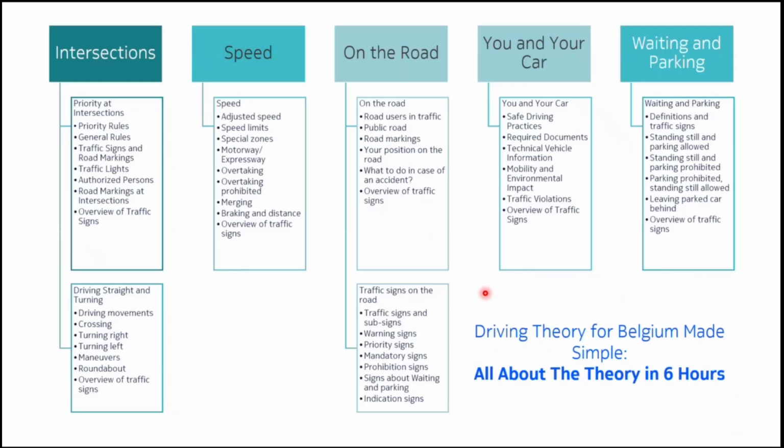In today's lesson, we will focus on this topic, traffic signs on the road. We will look at the different traffic signs and the sub signs or the complementary signs. We will try to understand the six different types of signs: the warning signs, the priority signs, mandatory signs, prohibitory signs, and waiting and parking, which we have already covered here, so we will not discuss that here, and the information signs. So we will see most of the important signs that are needed for the exam. All right, so let's continue.